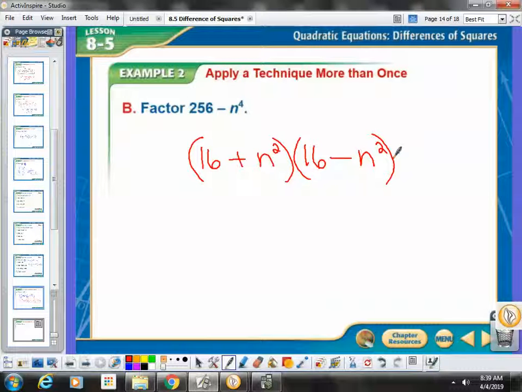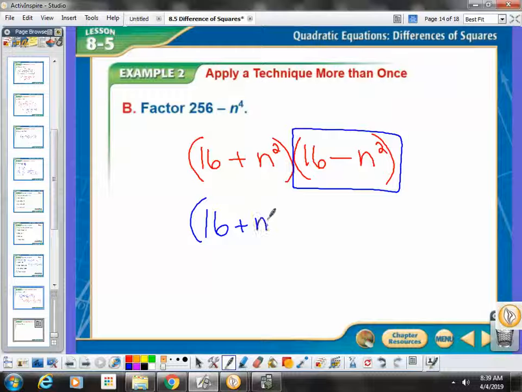Can I go further with either of these parentheses? You agree that the second one can go further? This one that I'm boxing in blue can go further. Why can't I go further with the first parenthesis? It's addition. We would have to have a perfect square minus a perfect square to go further. So first parenthesis, I'm just going to bring it on down. I can't do anything with it.